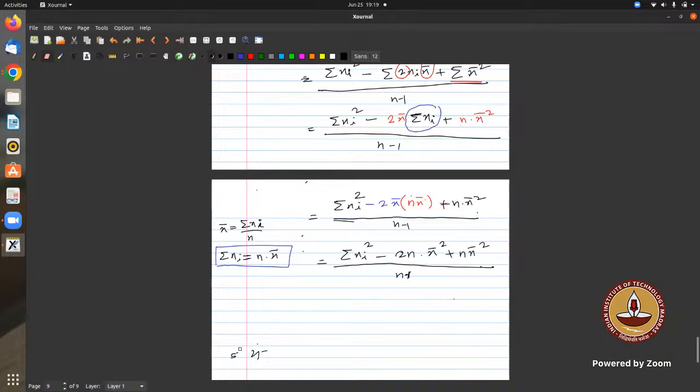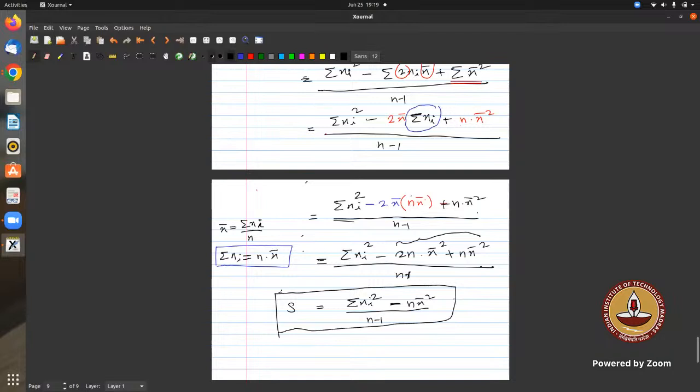Okay, this point is okay. Let's go to this point. Summation of x square as it is, minus n x bar square, divided by n minus 1. And this is S. This is the generalized equation of the sample standard deviation. Fine? Yes, sir.